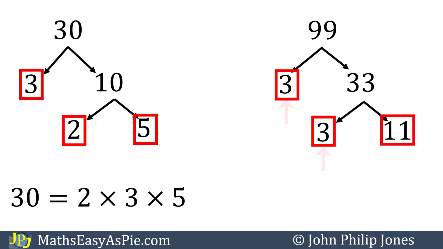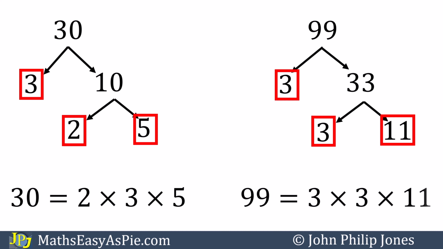If I was to multiply the 3 by the 3, that will give me 9, and then I multiply that 9 by this 11, and we end up with 99. So I can write 99 down as 3 times 3 times 11. And I found these numbers from the factor tree above by looking at the end of each branch. The 30 and the 99 have both been expressed in terms of their prime factors.